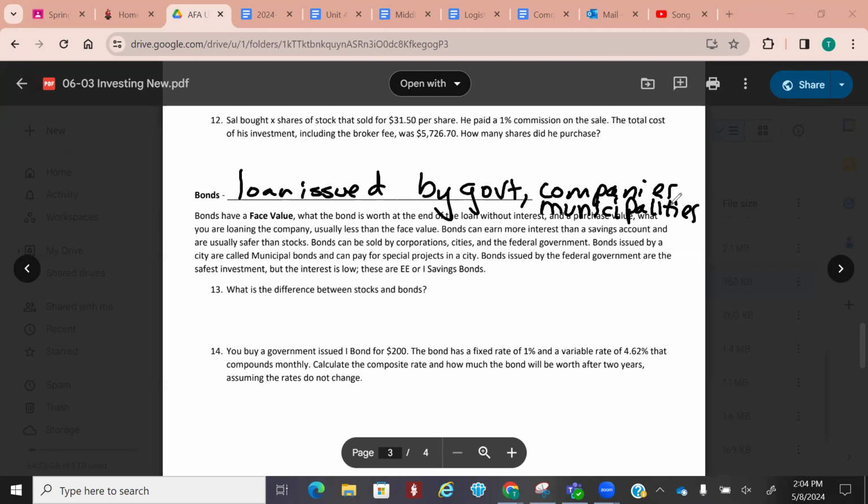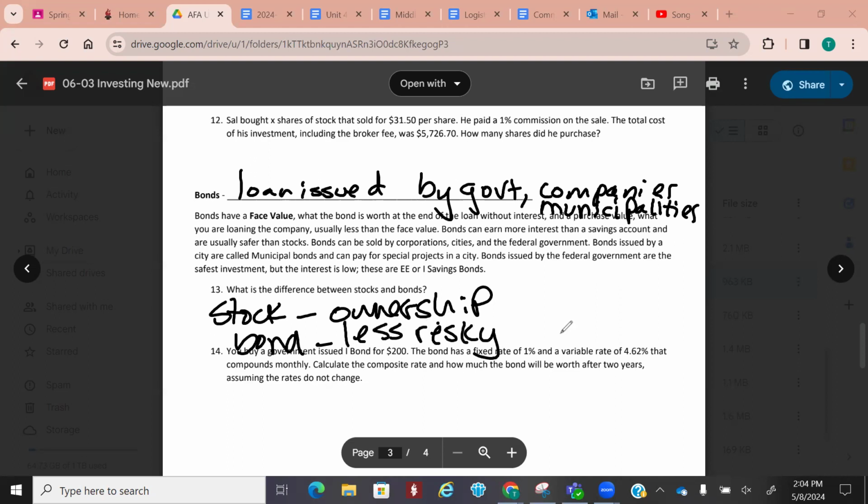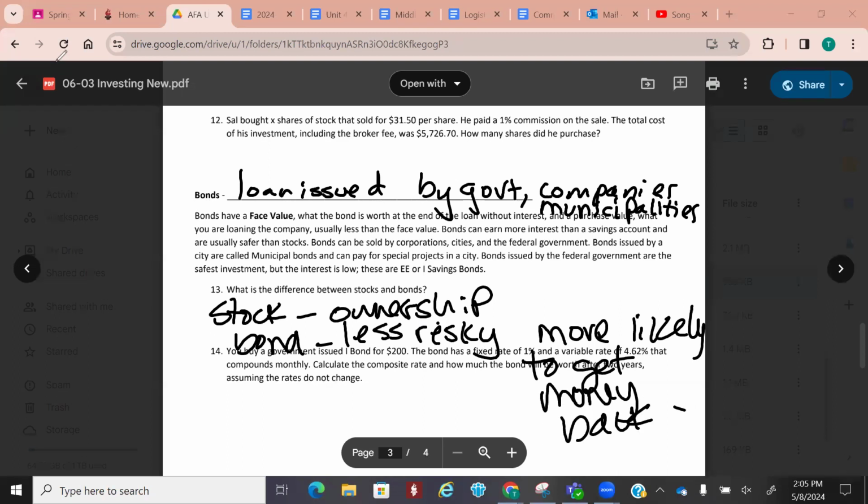So what's the difference between stocks and bonds? Stock, you own part of the company. So ownership. Okay, and then bonds are less risky, and you are more likely to get more back. So less risky and more likely to get money back.